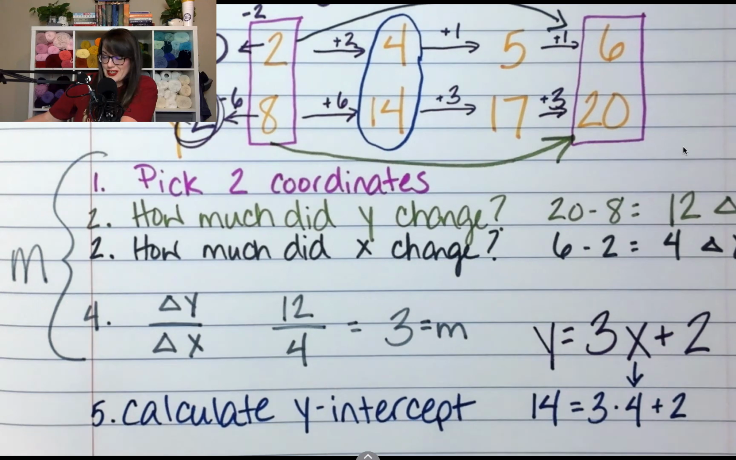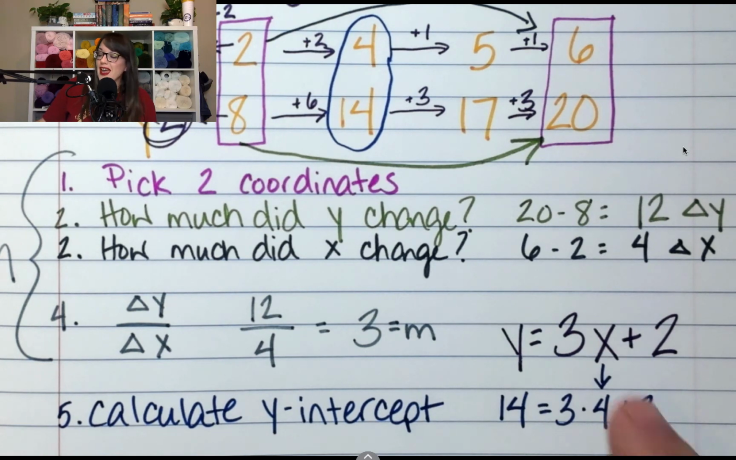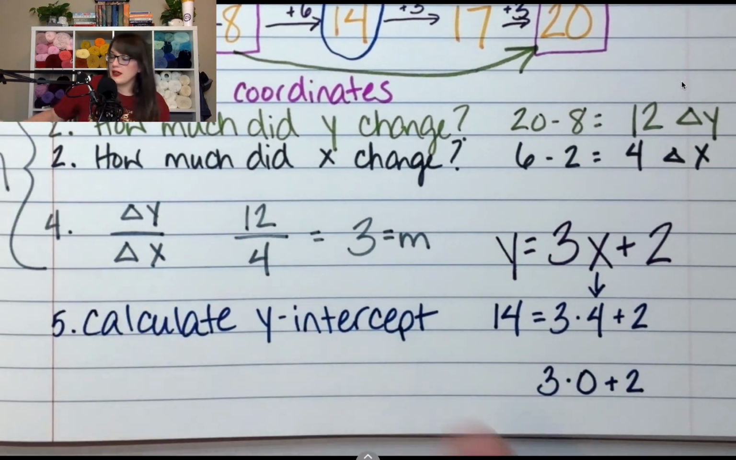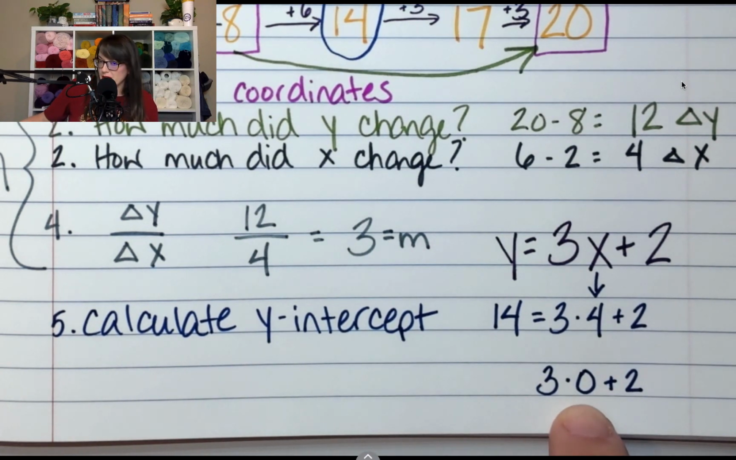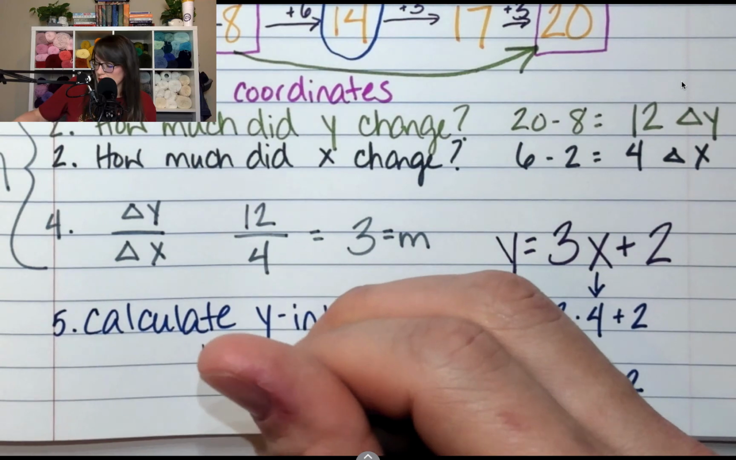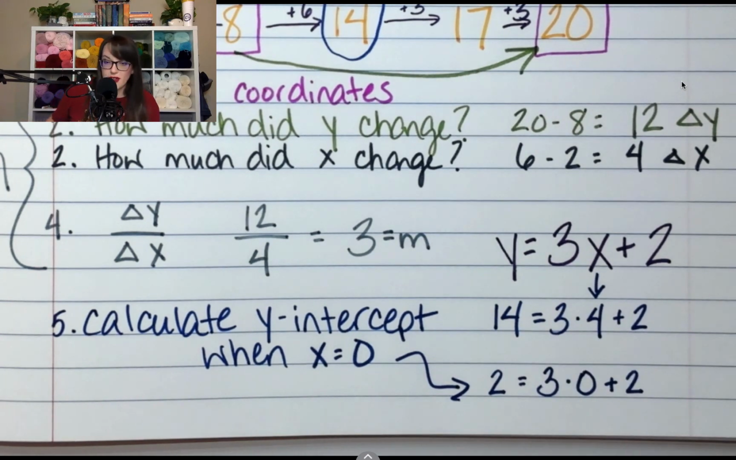You can also come over to the equation and plug in x of 0. So if I knew 3 times 0 plus 2, because we know that x has to be 0. When x is 0, that's the y-intercept. So 3 times 0 would be 0 plus 2 would be 2. So the y-intercept when x equals 0, this is the other way you can figure that out if you don't look at the table. So pick a way that's comfortable for you.